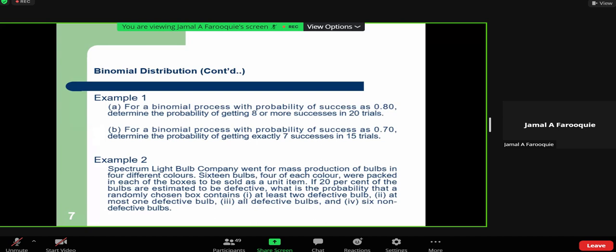Spectrum Light Bulb Company went for mass production of bulbs in 4 different colors. 16 bulbs, 4 of each color, were packed in each of the boxes to be sold as a unit item. If 20% of the bulbs are estimated to be defective, what is the probability that a randomly chosen box contains: first, at least 2 defective bulbs; second, at most 1 defective bulb; third, all defective bulbs; and fourth, 6 non-defective bulbs.